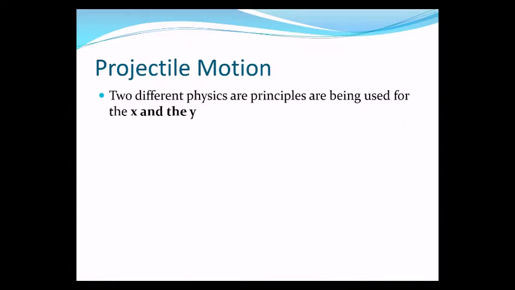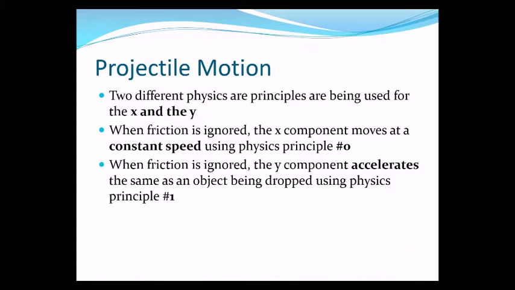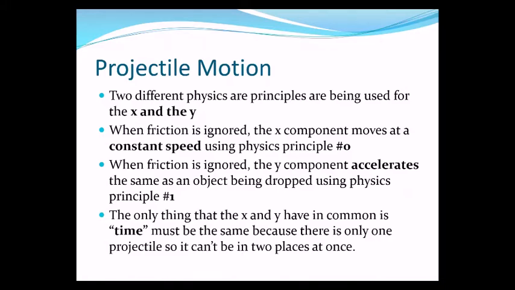Two different physics principles are being used for the x and the y of the bullet that's being fired, the projectile. When friction is ignored, the x component moves at a constant speed, and we use physics principle 0, v equals d over t. When friction is ignored in the y component, it accelerates the same as an object being dropped, and when something's accelerating, we use physics principle 1, so VI, VF, DAT. The only thing that's common between the x and the y is time. It's kind of like those navigation problems where time is the same in everything. Time must be the same because there's only one projectile, so we can't have it in different places at the same time. So time has to be the same in both the x and the y.